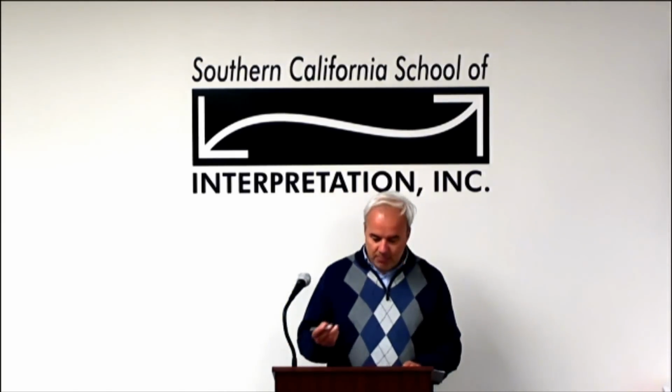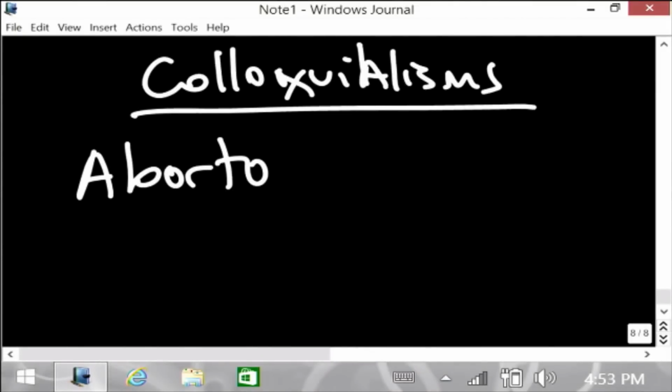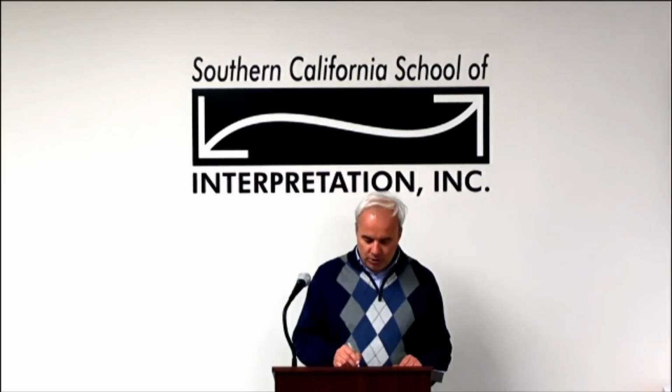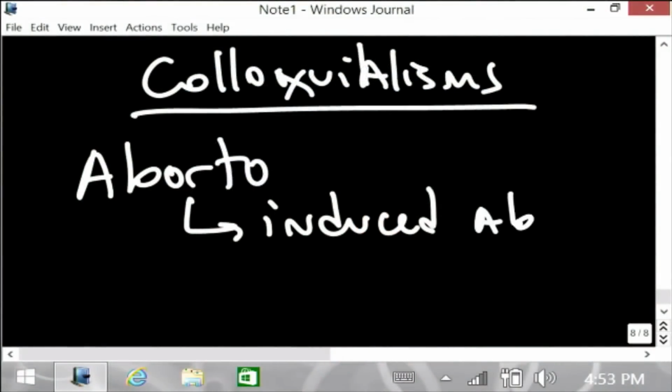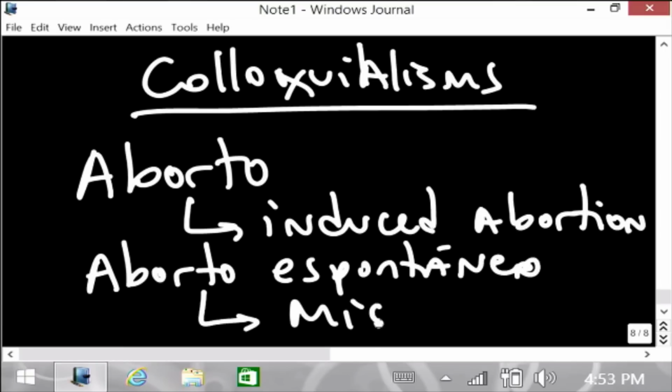So we're going to see some of those right now, and we're going to start, for example, with the word aborto in Spanish. You're going to see this in Spanish into English, because that's how you're going to hear it generally. The colloquialism comes from Spanish into English. When we say, for example, ella abortó, it doesn't mean that you have like a miscarriage. The meaning is more like this is an induced abortion. Now, if it says, for example, un aborto espontáneo, then that's a different thing. That's a miscarriage.